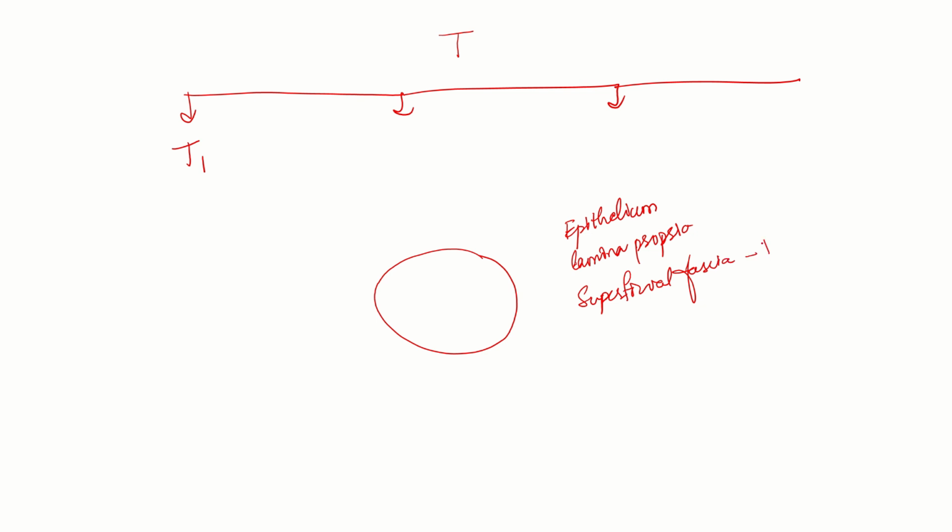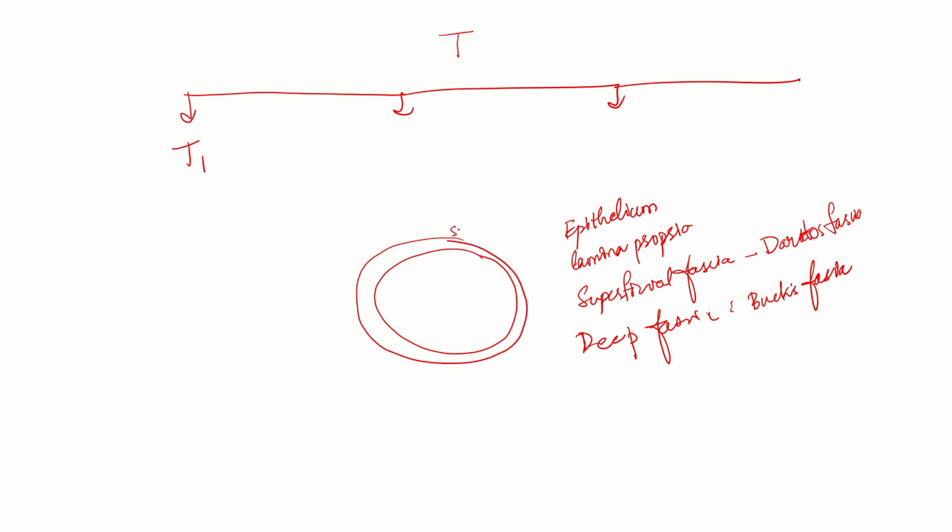In the penis, it is called the dartos fascia, and a deep fascia called the Buck's fascia. So the outermost is the skin layer, which has an epithelium and a lamina propria, followed by superficial fascia and the deep fascia. And covering the bodies of the cavernous muscles is the tunica albuginea.